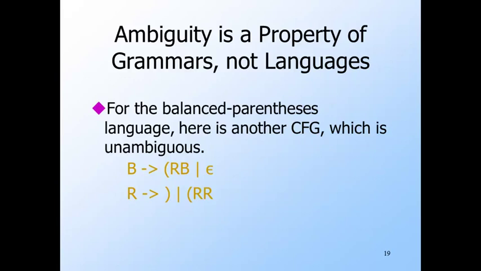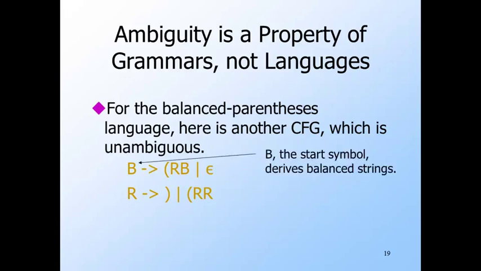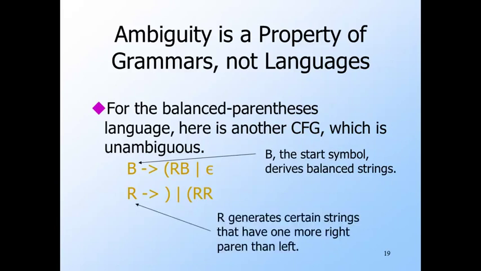Here is a grammar for balanced parentheses that is unambiguous. Variable B, which is the start symbol, generates all balanced strings. But R, another variable, generates all strings that are balanced except for having one more right parenthesis than left. By balance in this context, I mean that no prefix of the string has more right parentheses than left. And examples would include a single right paren, left, right, right, that would be generated by R, and also something like this: left, left, right, right, right.